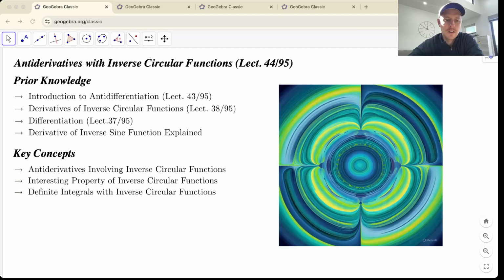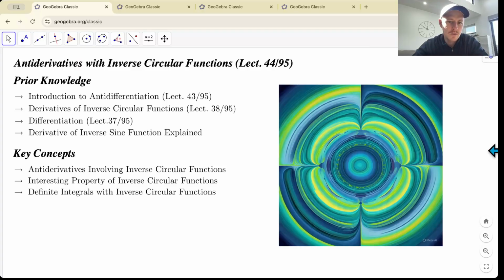All right, so we're going to look at antiderivatives with inverse circular functions. Some prior knowledge for this would be introduction to antidifferentiation, derivatives of inverse circular functions, differentiation more broadly, and the derivative of an inverse sine function, which I explained in a video as well. I'll put the links for all those videos below. Definitely go and watch those.